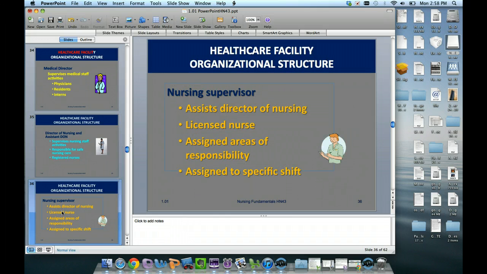Then you have the nursing supervisor, who assists the director of nursing. This person is a licensed nurse, typically a registered nurse, and they have a certain assigned area of responsibility. For example, those of you that were in Health Science 2 with internship may have spent some time on the different floors. The managers of those floors are nursing supervisors.